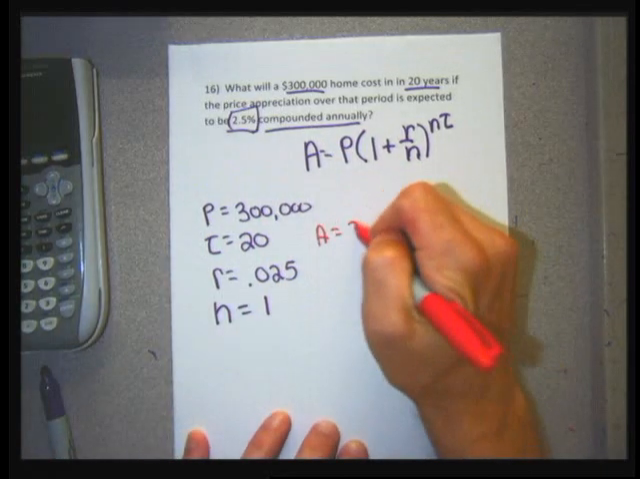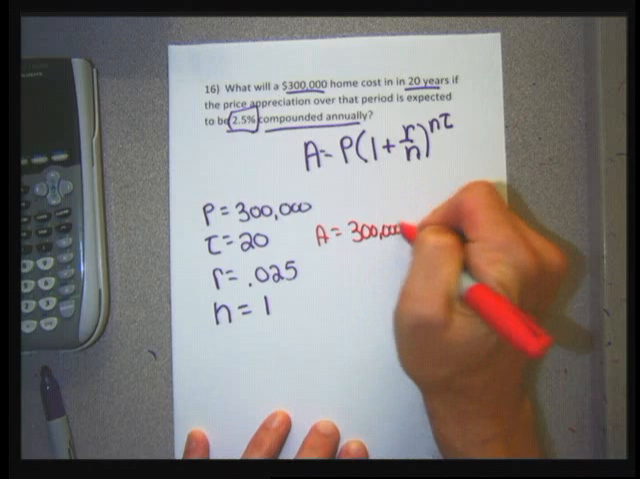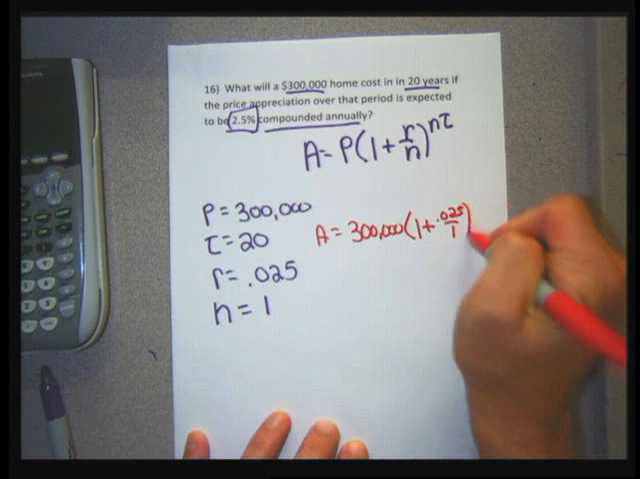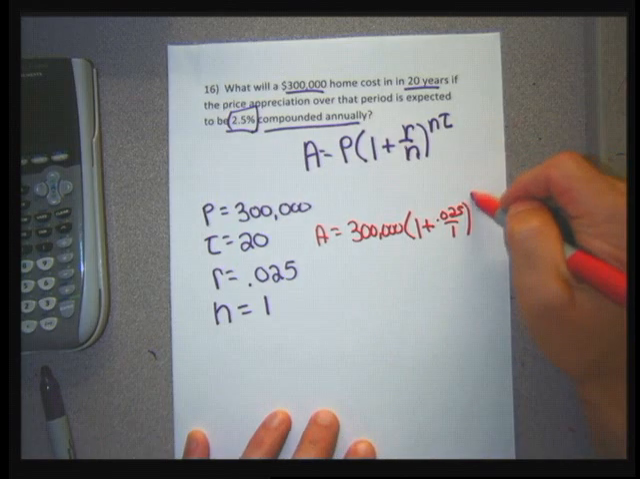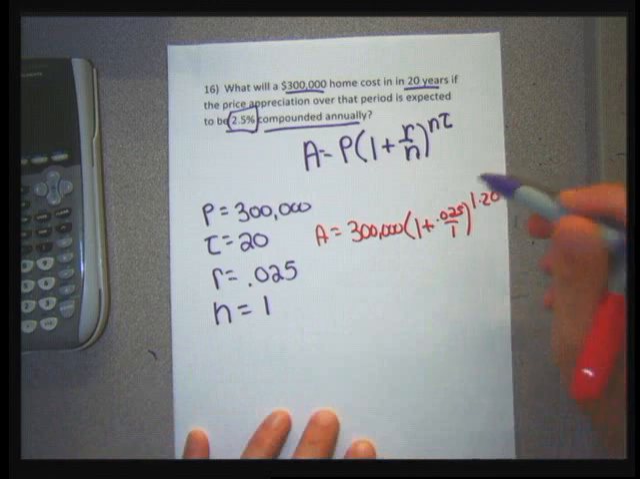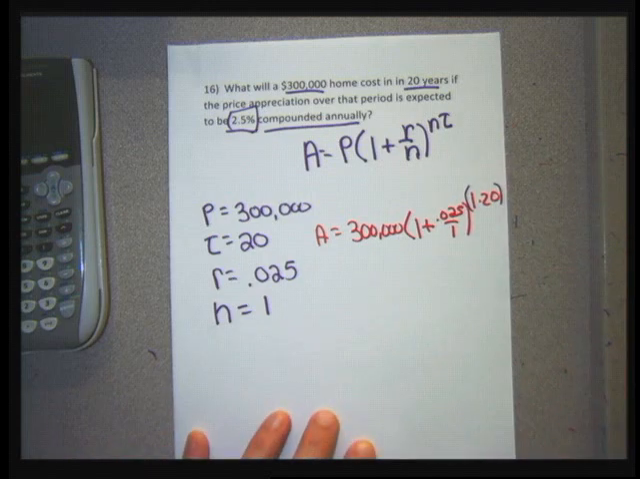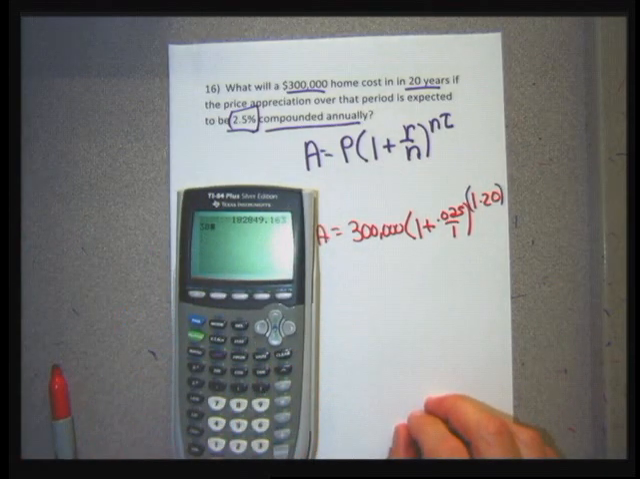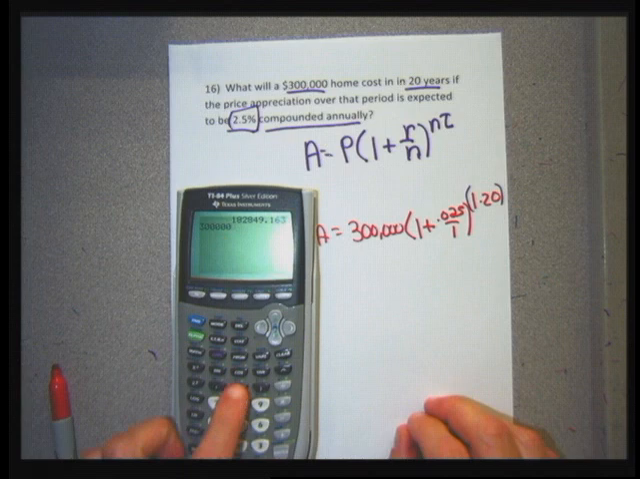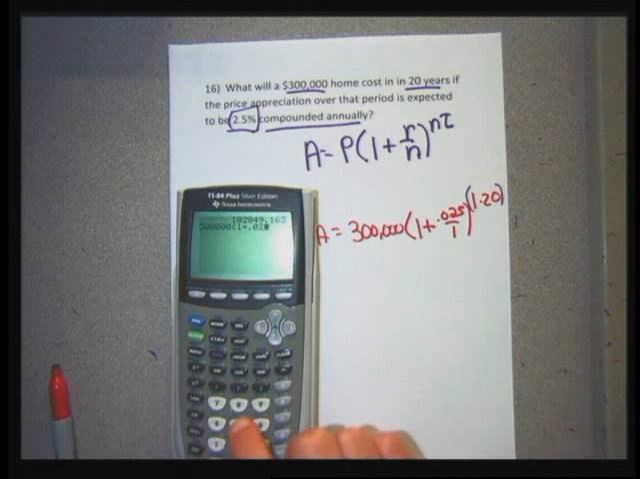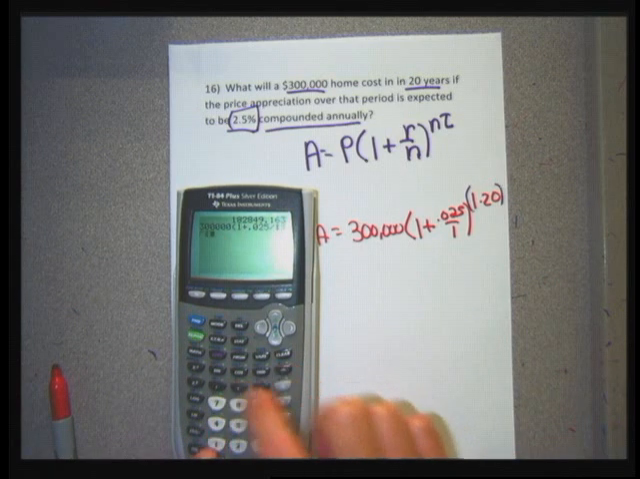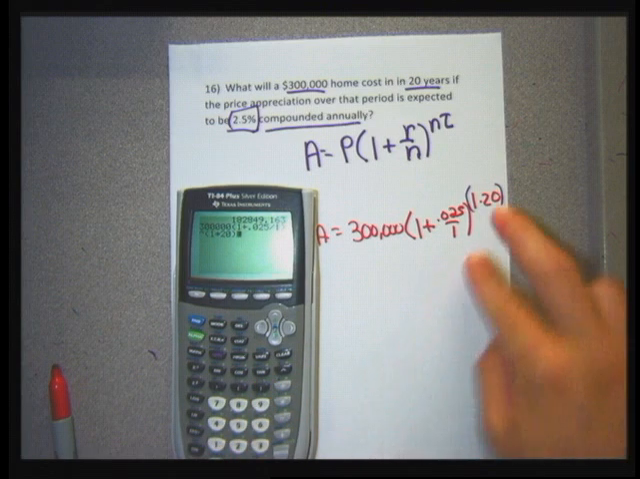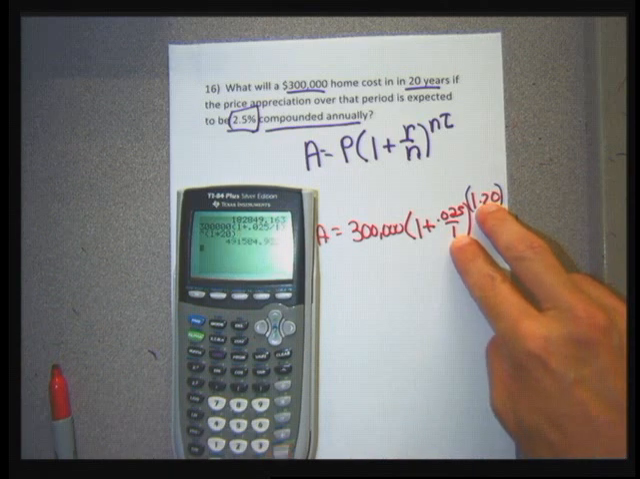I'll get A equals 300,000 times 1 plus 0.025 over 1, to the 1 times 20 power. Again, if I'm not doing that multiplication, I need to put that in the parentheses. And I go straight to my answer. So I'm going to go 300,000 times 1 plus 0.025 divided by 1, up arrow parentheses, 1 times 20. Definitely didn't have to type as much as I typed. You could have voided out some of those ones and still get the same answer.